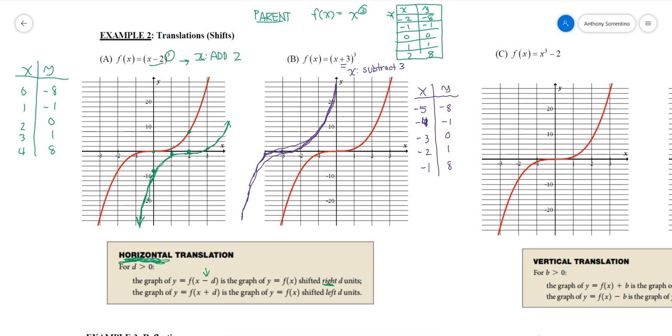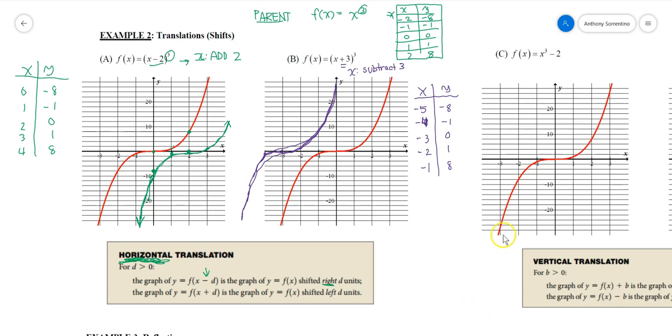So, horizontal transformations, at least so far for translations, I'm doing the exact opposite of what I see in the parentheses. If it says subtract 2, I'm going to add 2 to the x coordinates. If it says add 3, I'm going to subtract 3.